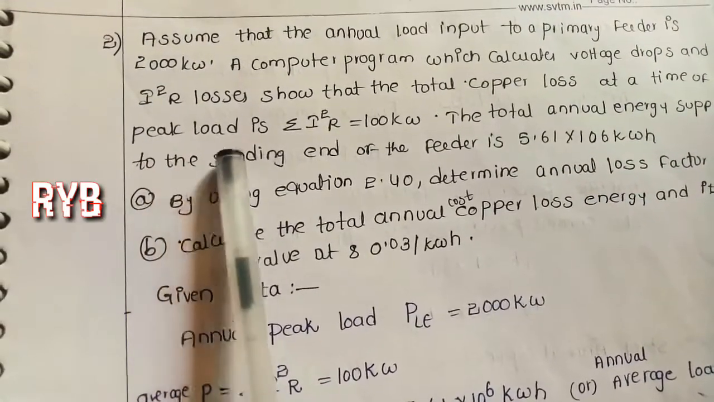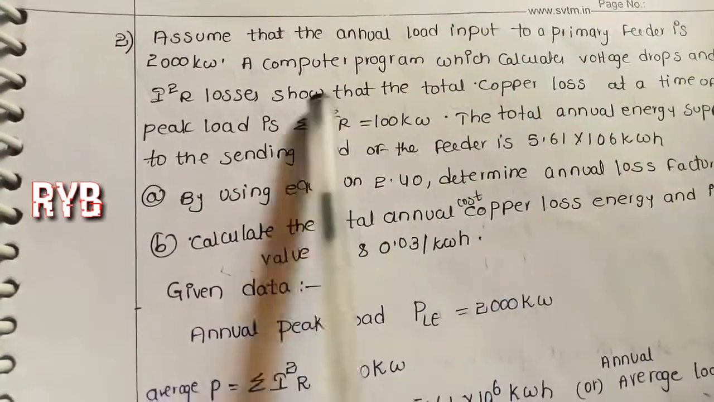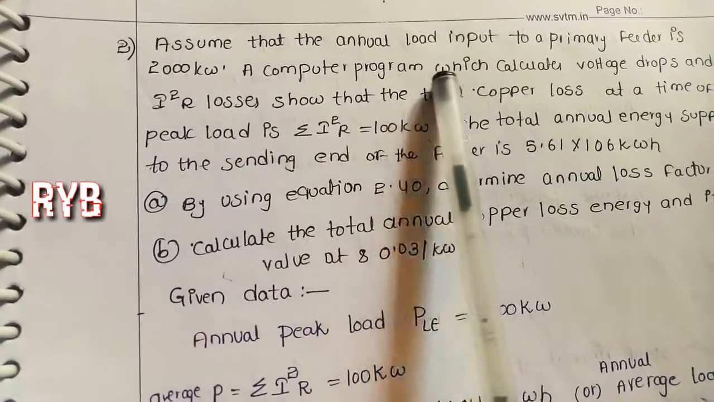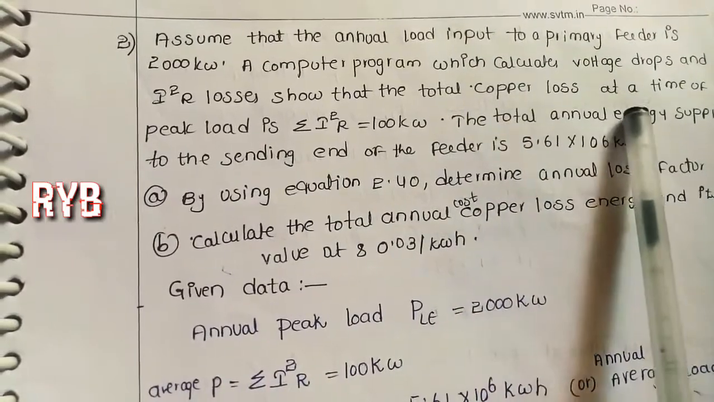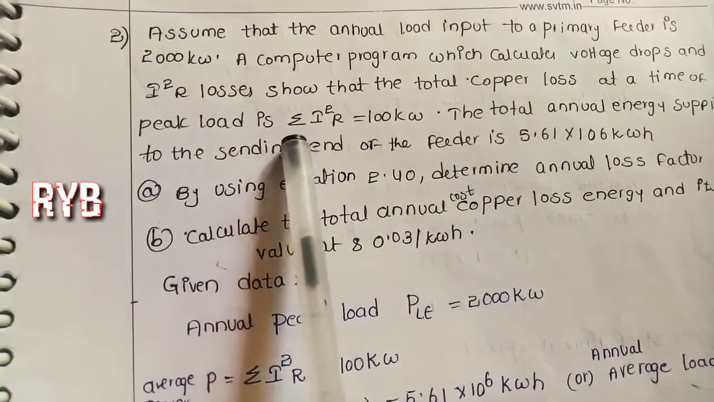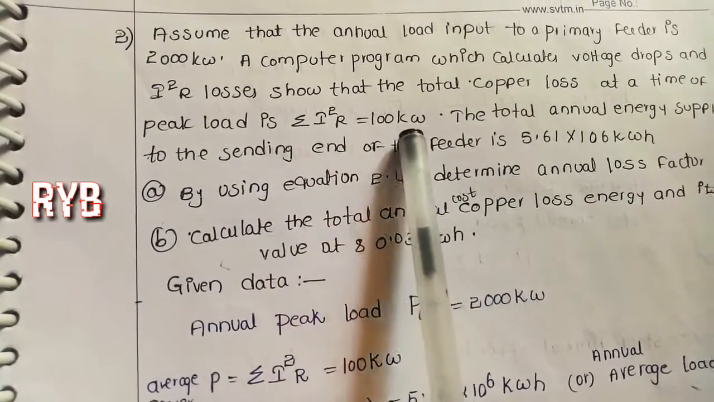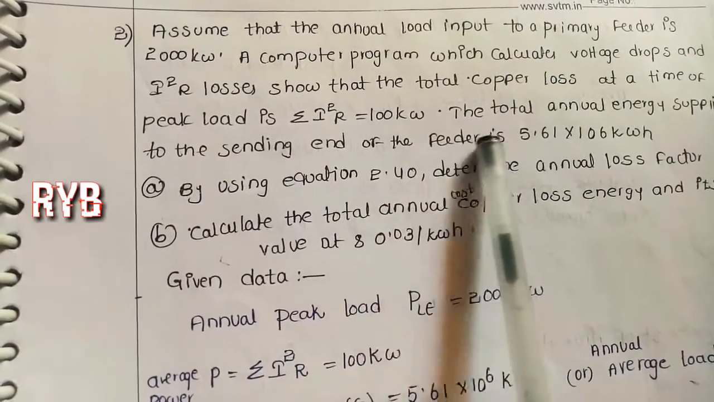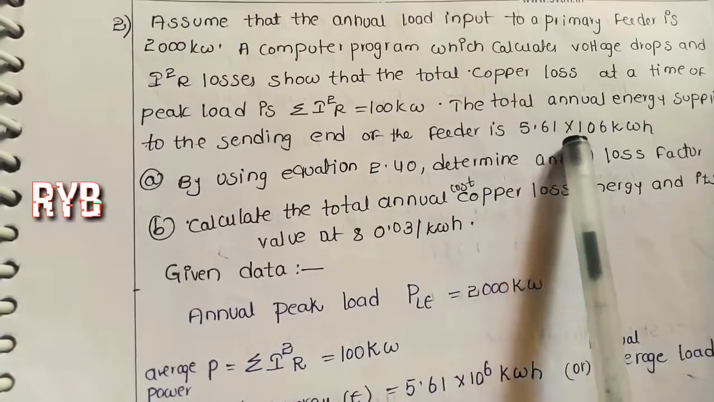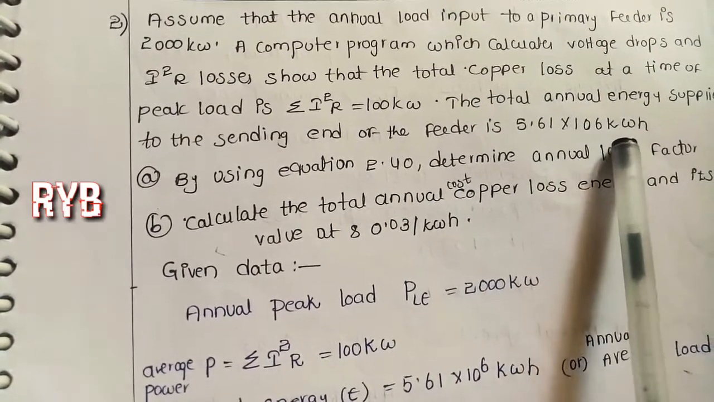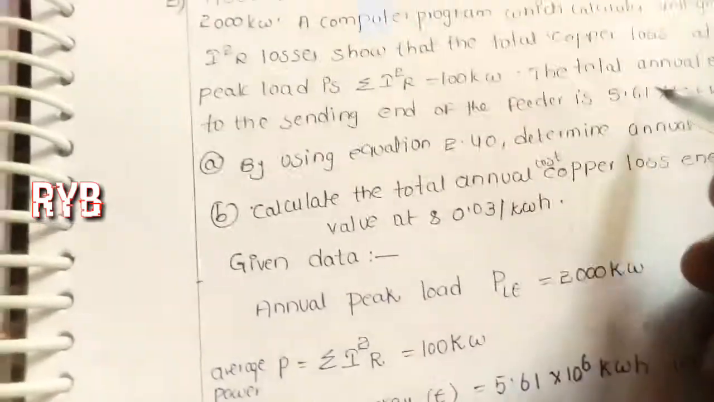Coming to the problems based on load factor and loss factor. Assume that the annual peak load input to the primary feeder is 2000 kilowatt. A computer program which calculates the voltage drop and I square R losses shows that total copper losses at the time of peak load, the summation of I square R, equal 100 kilowatt. Total losses are 100 kilowatt. The total annual energy supplied to the sending end of the feeder is 5.61 into 10 power 6 kWh.